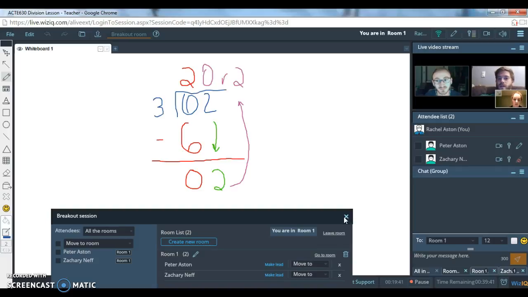Can you see my pointer or no? Nope, I can enable drawing for you. There you go. You can underline and highlight if you want.